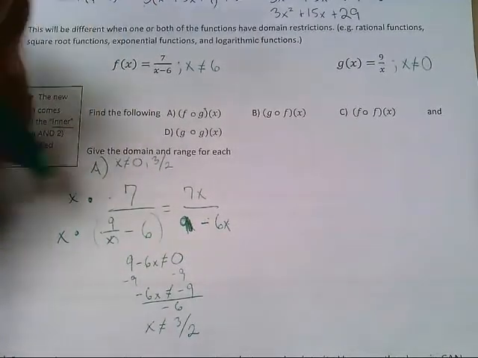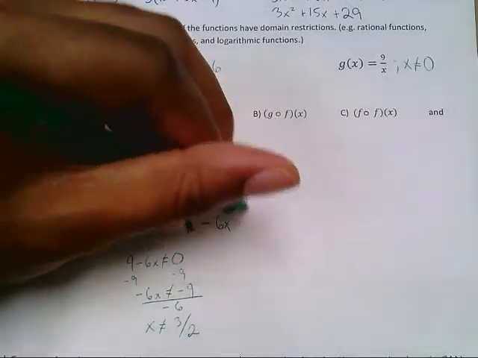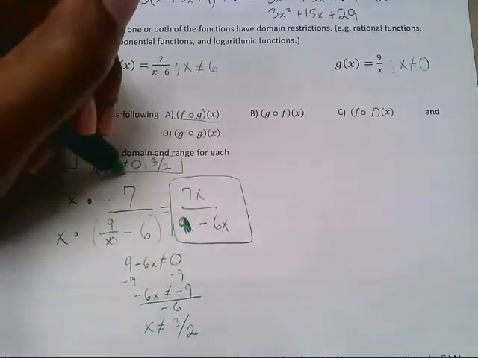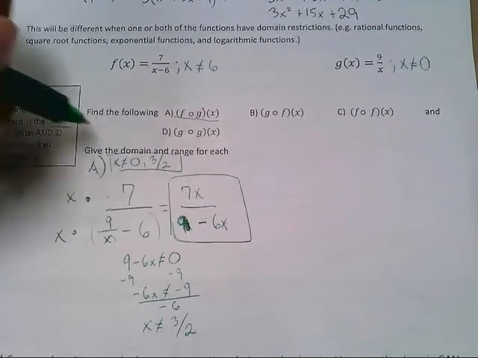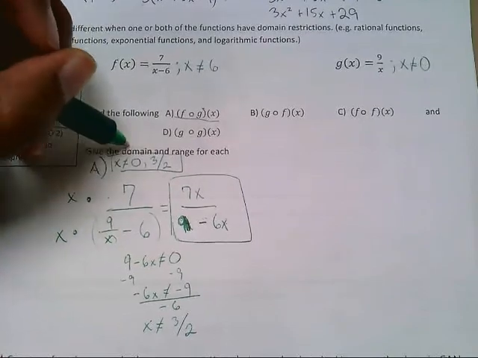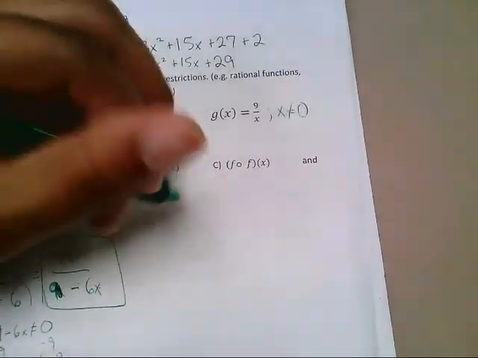So here is our new function for part A. F of g of x is this right here. Here is our domain to match with it. And for now, we're just going to stick with looking at the domains of these functions. We'll talk about the ranges a little bit later. So let's look at part B now.